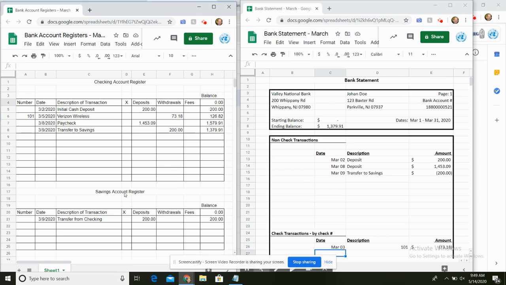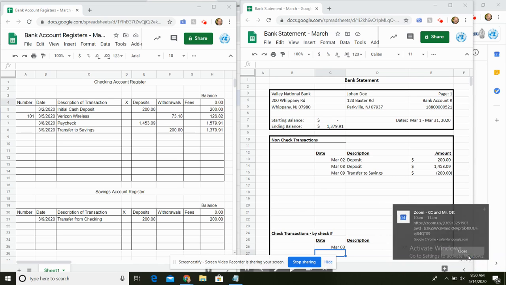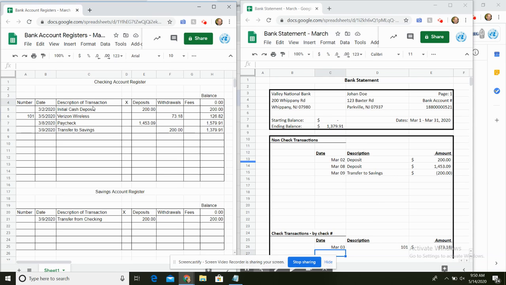Real quick, this is for a checking account, so we're only going to focus on the checking account at first. In that case, you can see that we have an initial cash deposit on March the 2nd for $200. Matches up pretty well. The Verizon Wireless check matches up pretty well. So I guess this actually has to be after March 5th, right? So maybe March 8th.